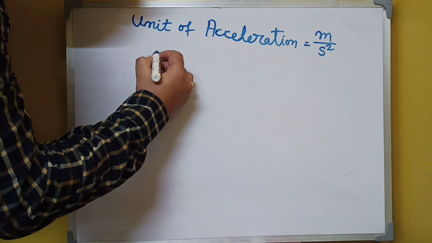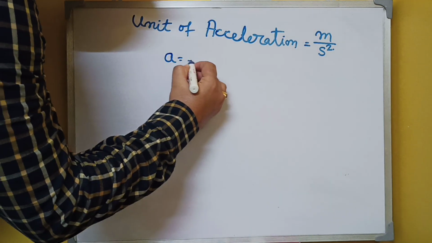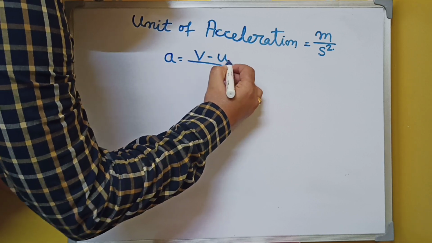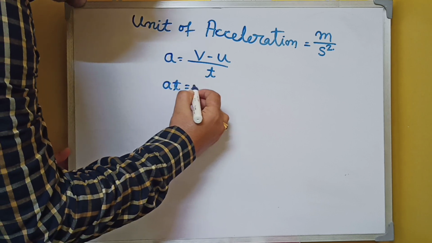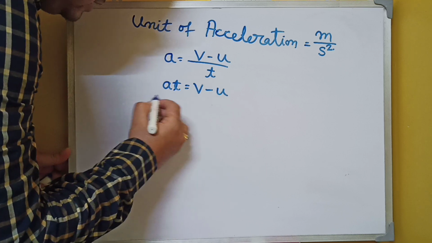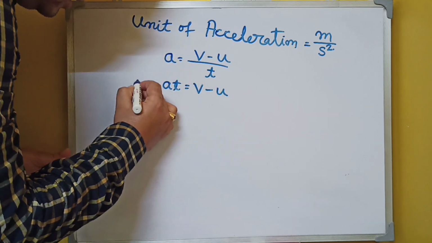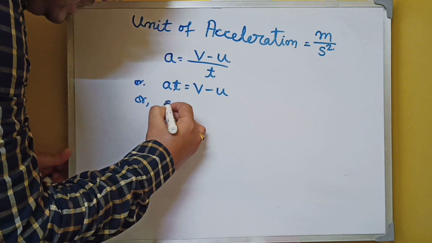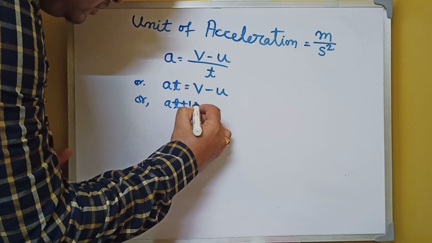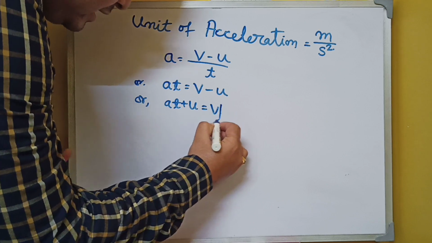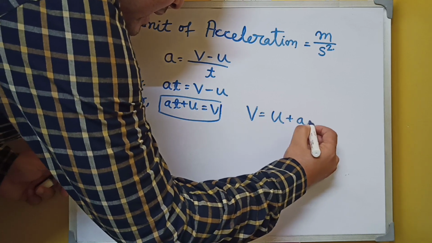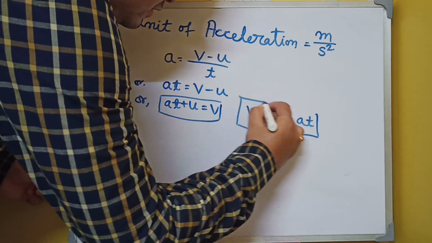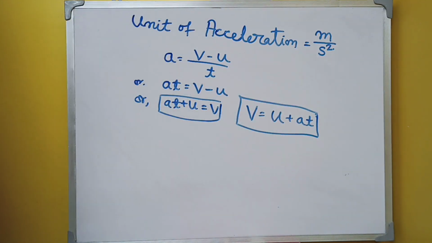Now, what is the formula? The acceleration a is equal to v minus u by t. Now you multiply by t here, so at is equal to v minus u. Now you take the u to this side, at plus u is equal to v. So your final formula is v is equal to u plus a into t. That is the first equation, v is equal to u plus at. That is Newton's first equation.